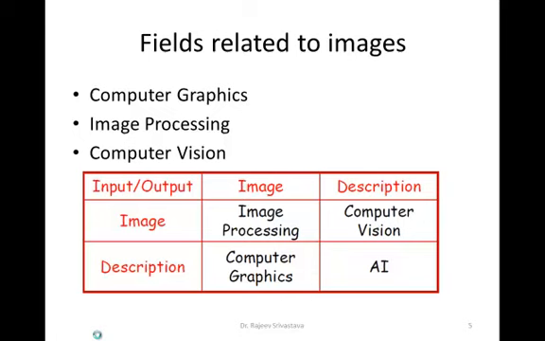For example, in an image processing system, the input is an image and the output is also an image. In a computer vision system, the input is an image and the output is a description of that particular image. In computer graphics, we are given a description of three-dimensional object data and the output is a two-dimensional image. And there is another field related to AI. Here we have a description of a particular image, we apply some AI-related processes, and we obtain a description in another form of that image.